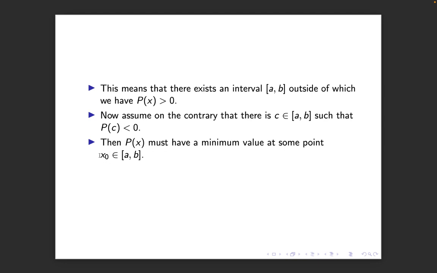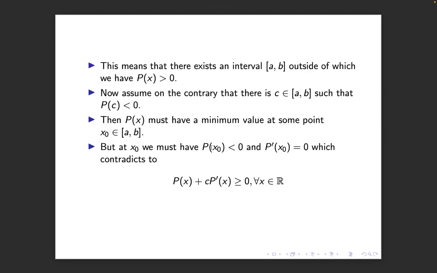All right, so the polynomial should have a minimum value at some point. But at the minimum value, we should have p of x0 less than 0. The reason is because, again, according to our assumption, there is a point where the value is less than 0. So at the global minimum, p of x0 has to be less than 0. And since x0 is a point where the global minimum is achieved, the derivative has to be 0 at that point, because it's a critical point.